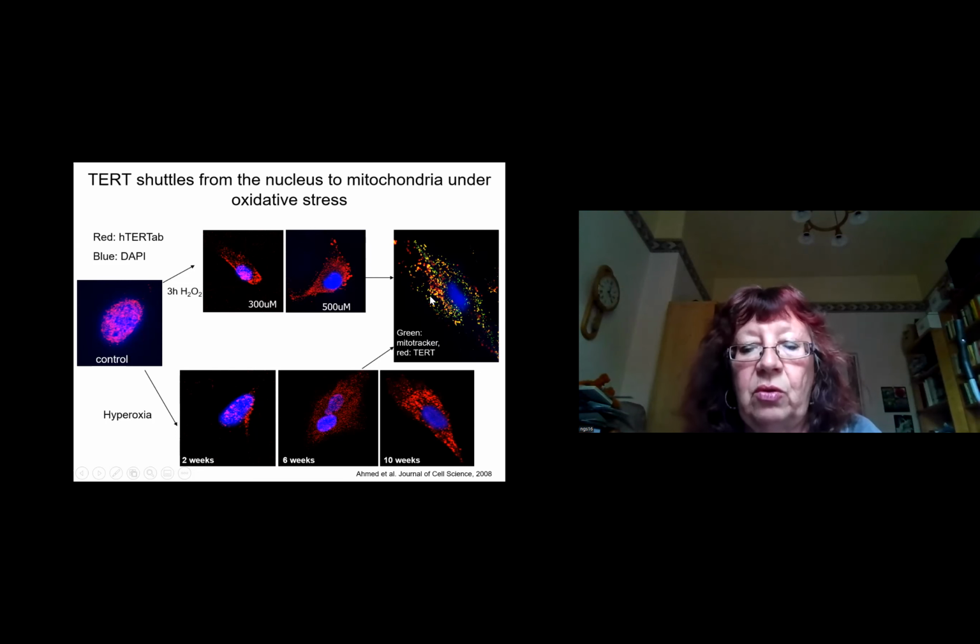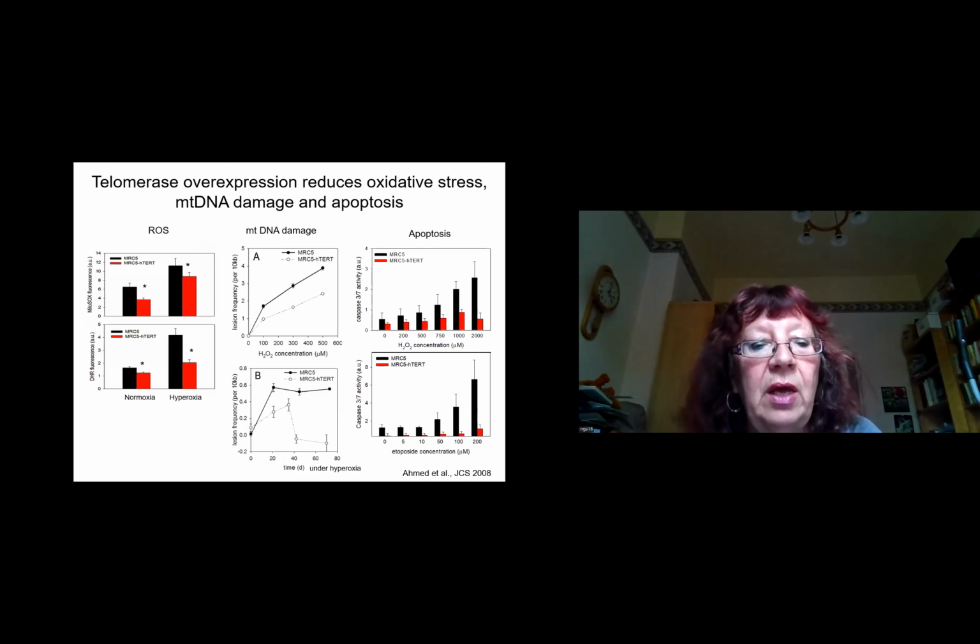It's not only our observation, but other people found a similar thing: that the TERT protein under a stress condition can go into the mitochondria. So this is clearly a role or a function, if you want, that is not directly or not even indirectly connected to telomere maintenance, because the mitochondria have a circular genome. So if you look now at the phenotype, what it does there when it is more in the mitochondria.